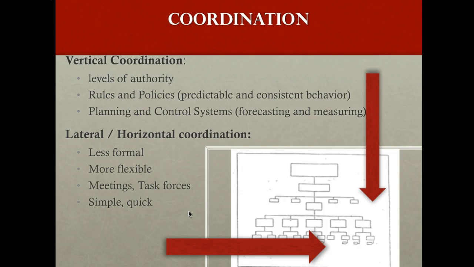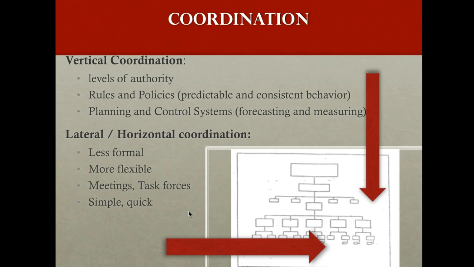Part of that coordination is vertical and then lateral coordination. So vertical coordination means that an organization is really top down, that it's built on levels of authorities, and that rules and policies are very predictable and produce consistent behavior within members of that organization, as well as planning and control systems come from the top and come straight down. This is about forecasting and measuring within an organization, and we're going to talk about those more in a little bit.